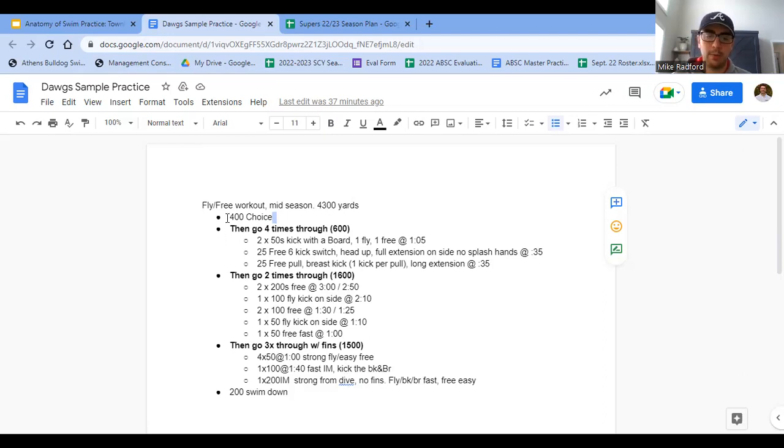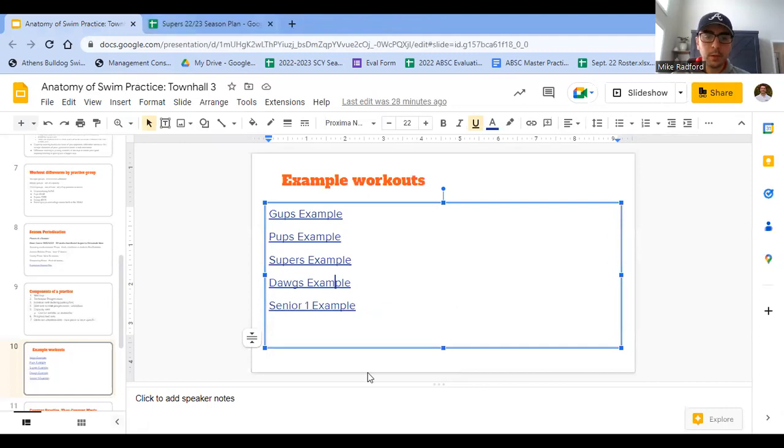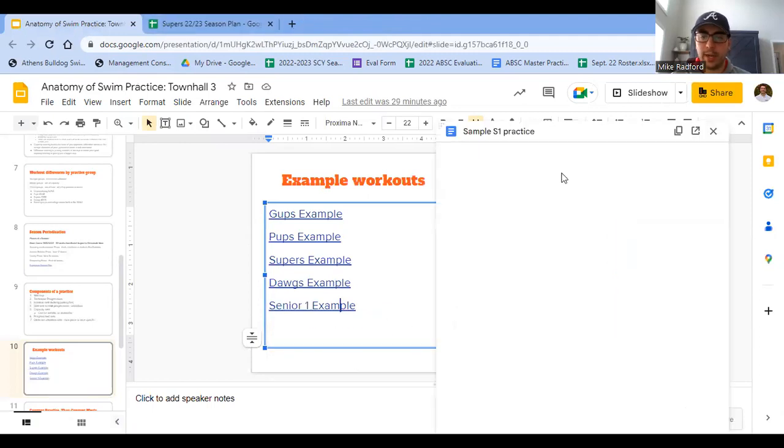So you see this workout, including warm up and cool down, is 4,300 yards. You see a lot more capacity stuff right here. Yes, they are doing some racing swims, but it's a more aerobic, endurance-based workout, at least than what we've seen so far. Finally, we're going to look at a senior 1 sample practice here.